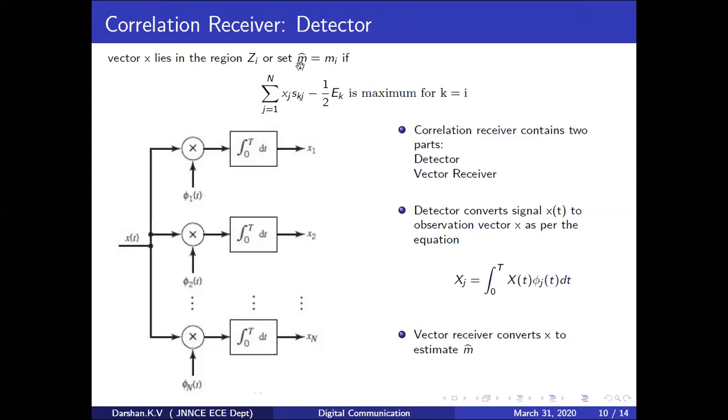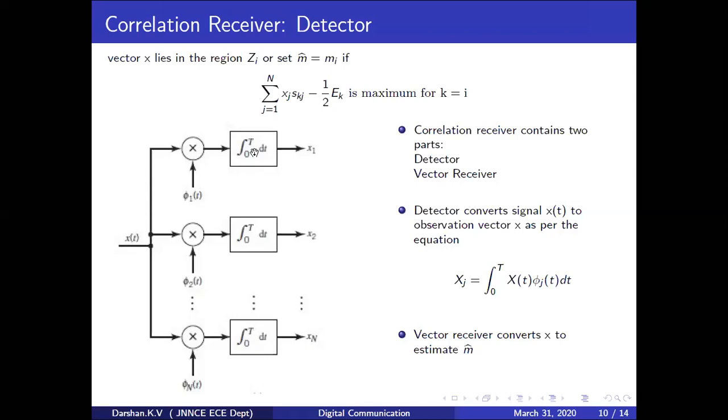Just observe the basic equation. It requires the x component and the s components. Small x refers to the received signal. S refers to the transmitted signal. In the first block, whatever signal is received from the antenna or at the front end of the receiver is converted into a vector. How is it converted into a vector? By using the known equation, integral of x of t times phi j of t dt. This is how the given signal x of t is converted into vectors.